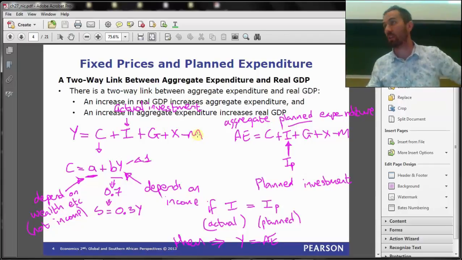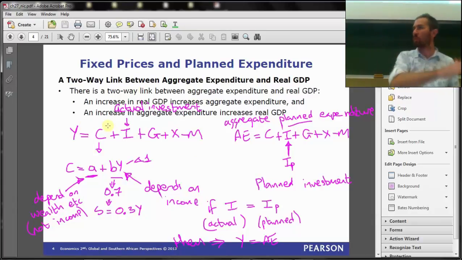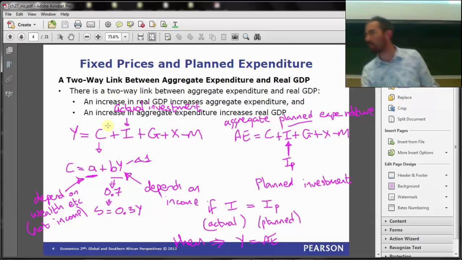M, as I say, we will consider two different cases. One where it's endogenous, which means that a change in Y will affect M, and a change in M will affect Y. And another case where it's exogenous, where a change in M affects Y, but the change in Y does not affect M.